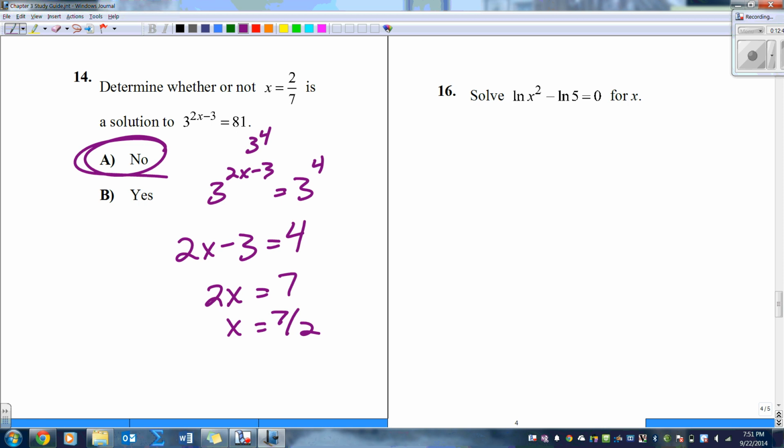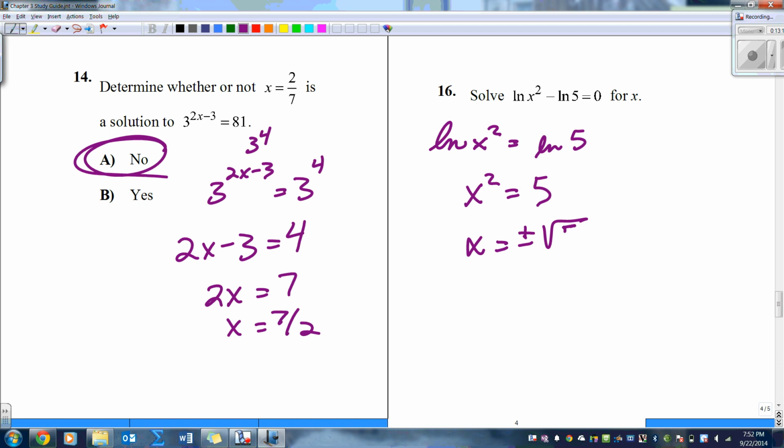All right, now, 16. Solve. So we're going to have to condense or put it to the other side. Wow, all kinds of nastiness on this one. All right, now, one-to-one property states, so x equals plus and minus square root 5. So I have 2 answers. Okay, there we go. And we are done.